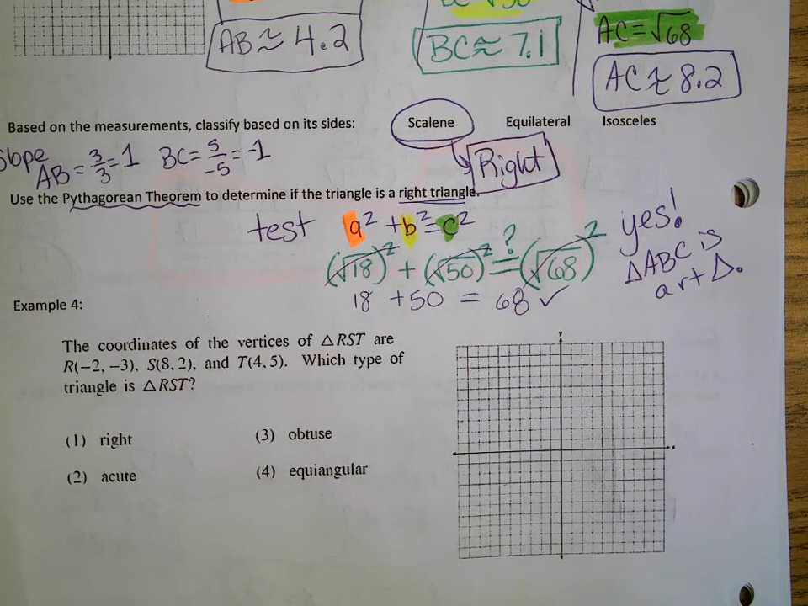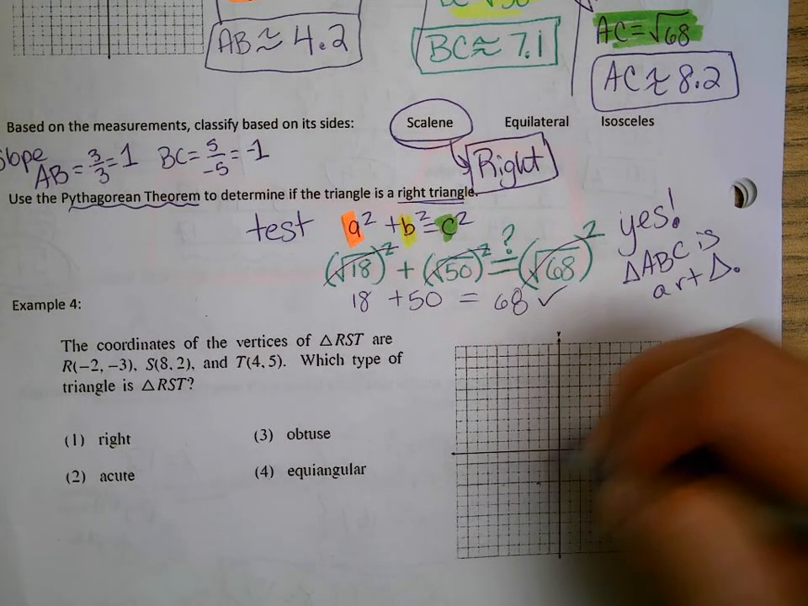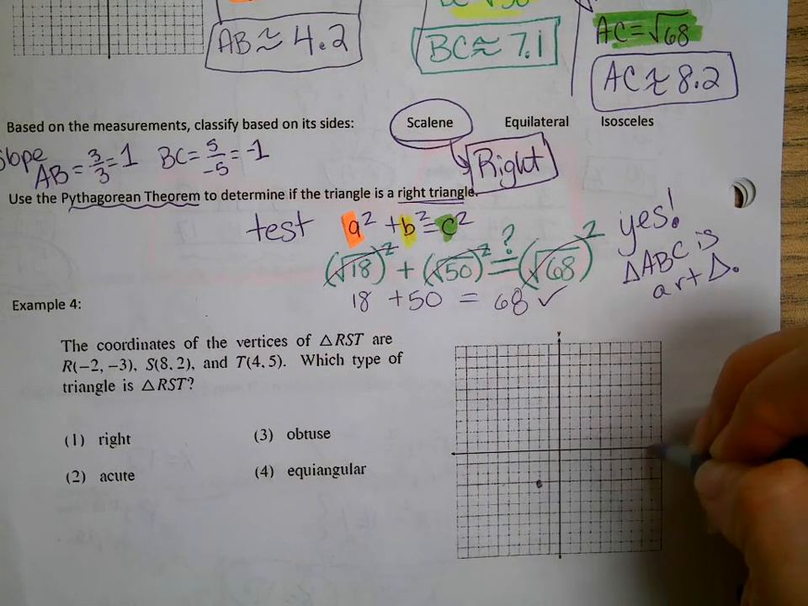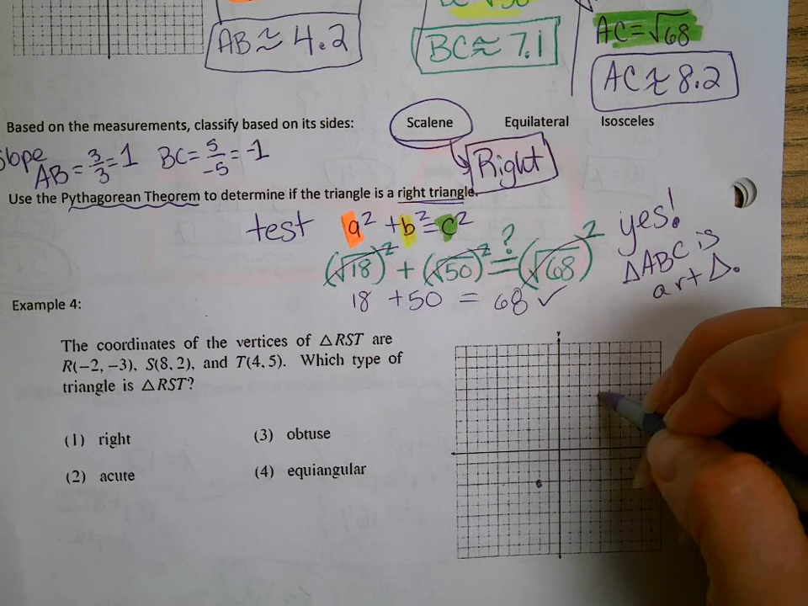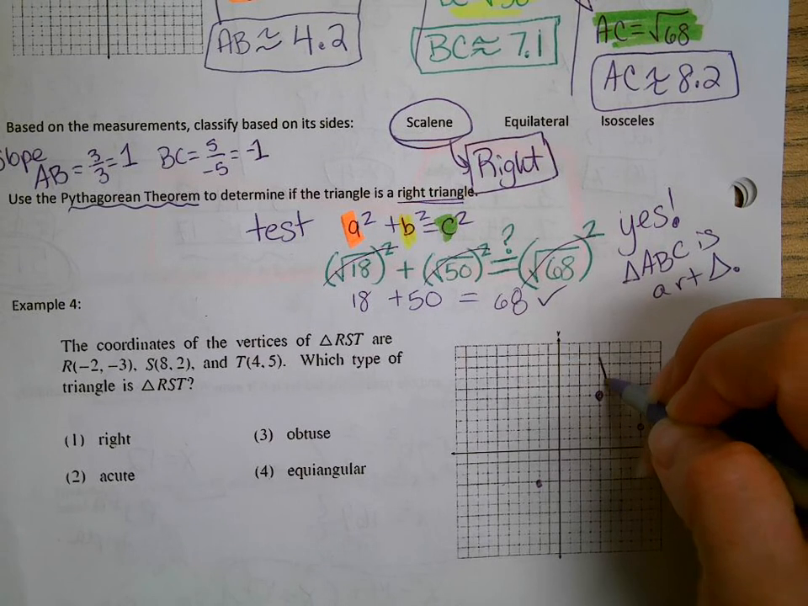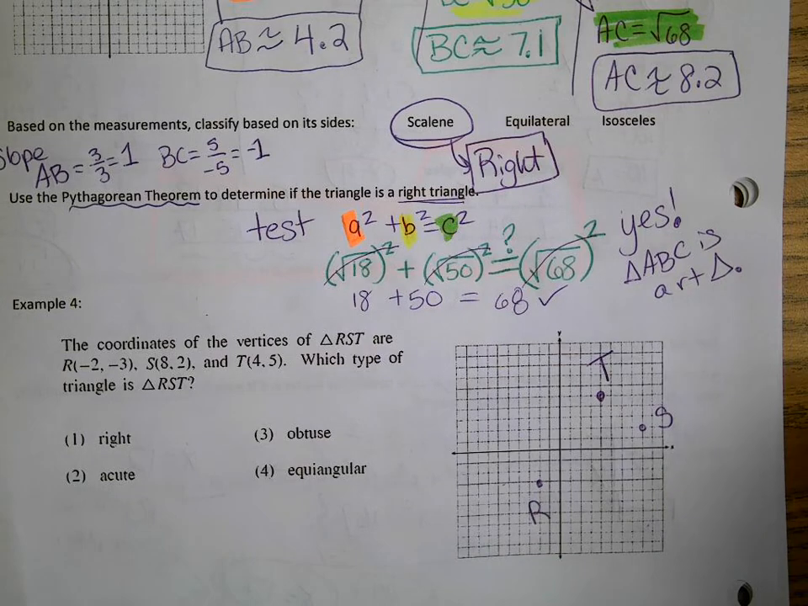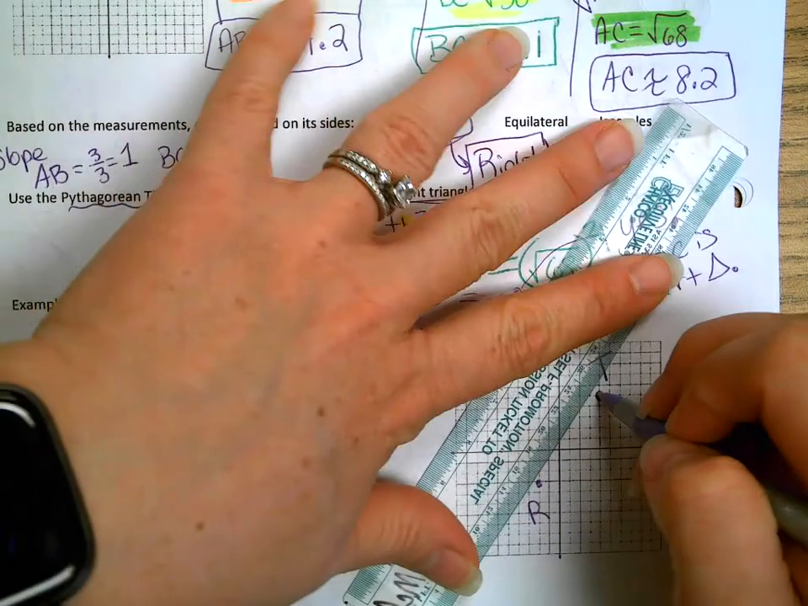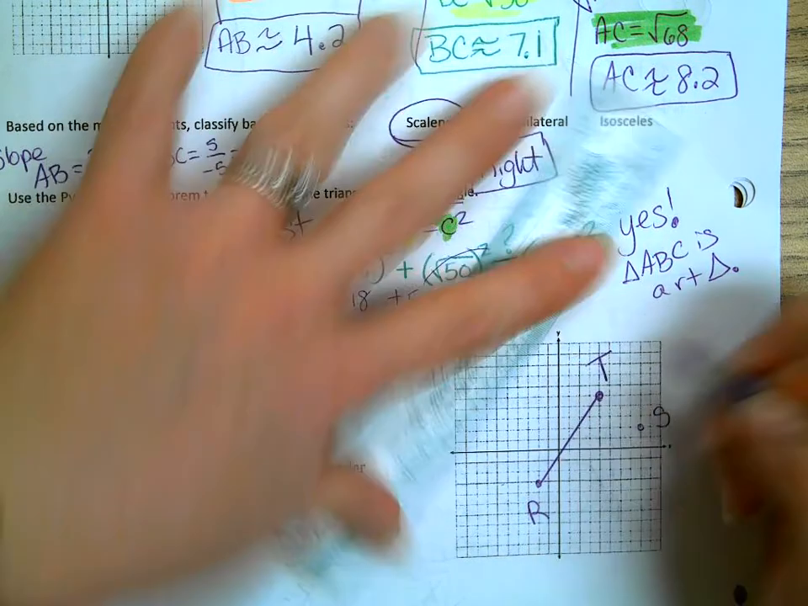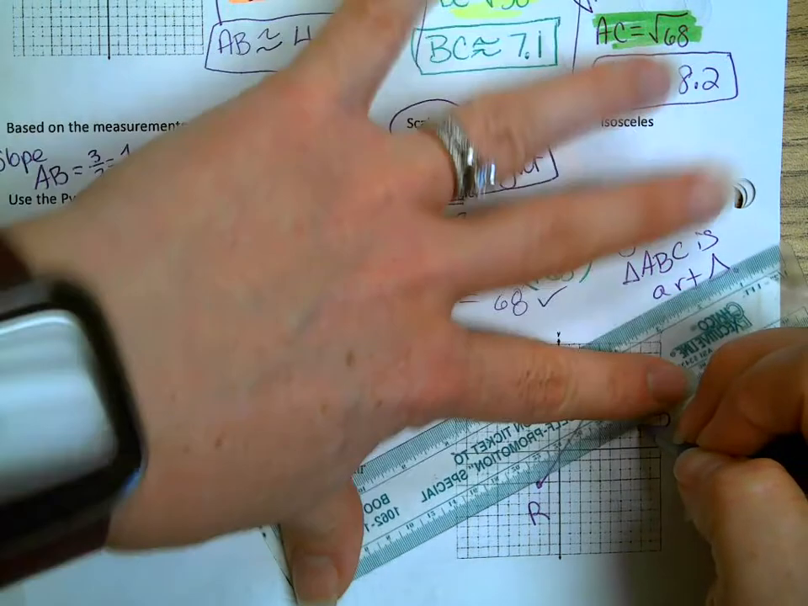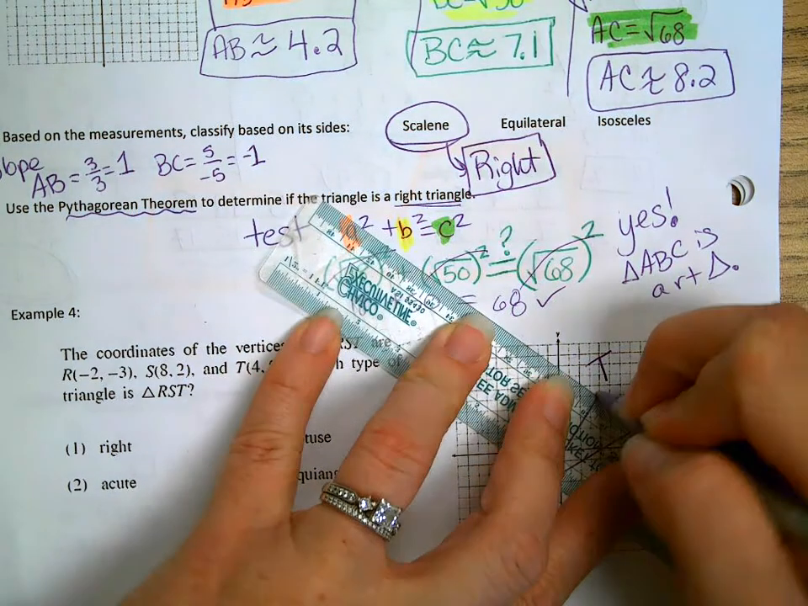Example 4, using the coordinates of RST are -2, -3, 8 up 2, and over 4 up 5. Okay. And connected nicely. I'm actually going to use the straight edge this time. 1, 2, 3, 4, 5, 6. When you connect these, you can almost guess what answer it might be.